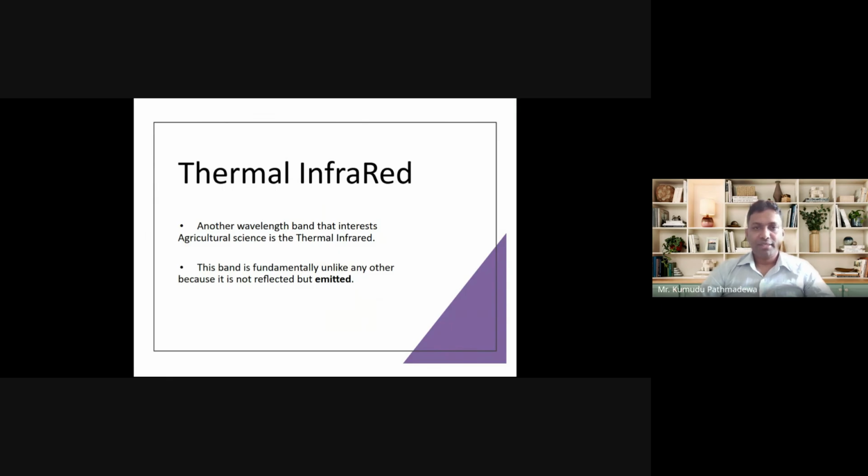Unlike visible infrared reflectance, thermal infrared does not measure reflected sunlight. Instead, it measures the heat emitted by objects based on their temperature. So this one is different from the other two categories. It is not reflected sunlight. Every object has a thermal signature, thermal energy in it. So every object emits thermal radiation.